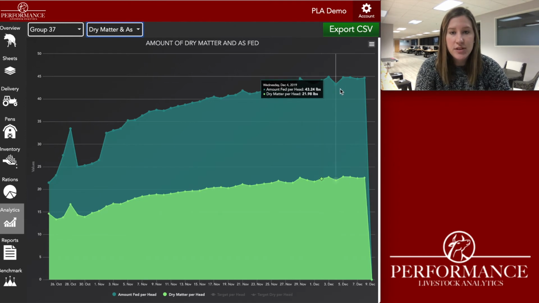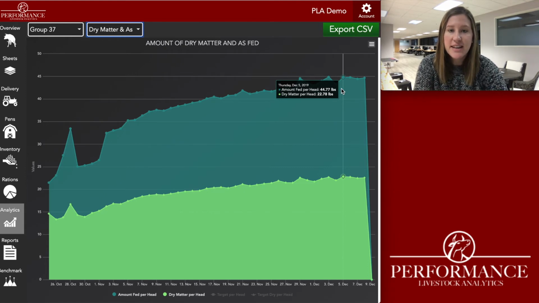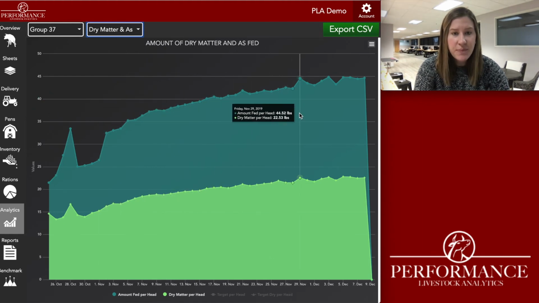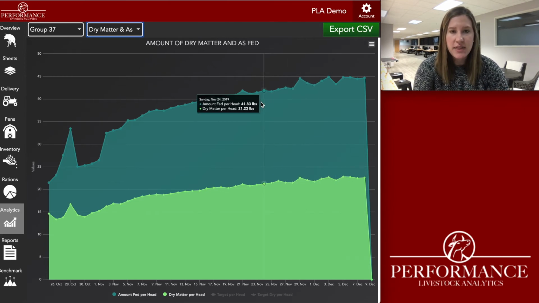You can see this little dip here, and back on December 5th, I can see that they got 22.78 pounds of dry matter and 44.77 pounds of as-fed feed of that ration. What I really like about this chart is it shows you that gradual uptake in feed for the cattle, but then it also shows you any outliers, so any peaks or valleys in their intakes, but then also in the data itself.